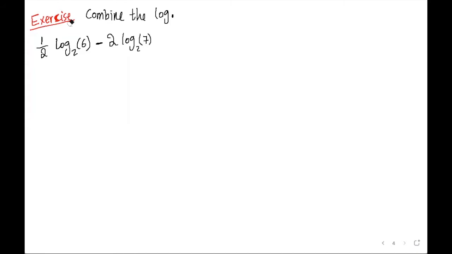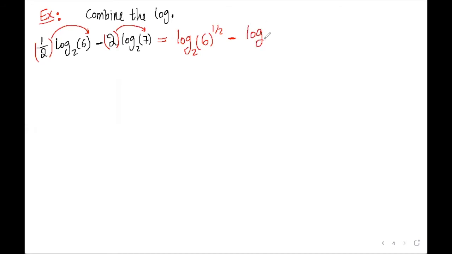Now, I'm not going to make it an exercise, I'm going to do it. This is the over sign question. So again, the 1/2 is supposed to go up, and the 2 goes up. Now this is equal to log base 2 of 6, everything to the power 1/2, minus log base 2 of 7 to the power 2.